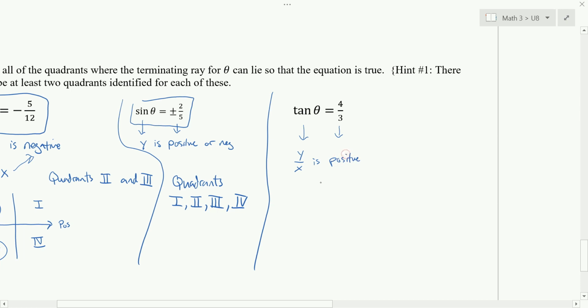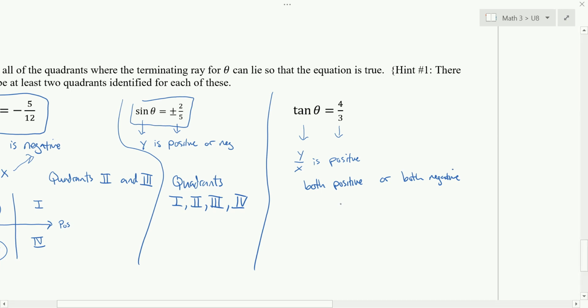So let's think a little bit here. If you have a fraction that's positive, what does that tell you about the two numbers in your fraction? So they're either both positive. Is there another case? Or they could both be negative, right? Because a positive divided by positive is positive, and a negative divided by negative is positive. But you can't have one positive and one negative, right?